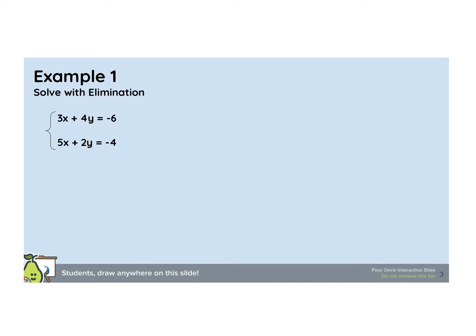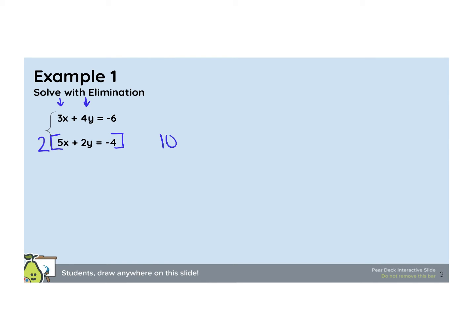Okay, so example 1, let's solve this system. If you look at our x's, our coefficients are 3 and 5. And if you look at our y's, our coefficients are 4 and 2. So they're all different, but I can't multiply 3 by anything to make it 5. But I can multiply 2 to make it a 4. So we're going to take this second equation and multiply it by 2.